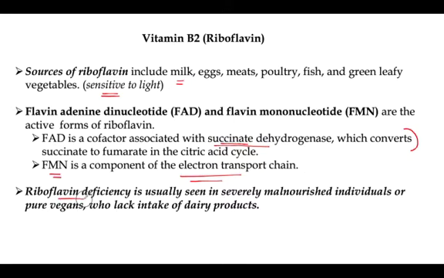Riboflavin deficiency is usually seen in severely malnourished individuals and also in pure vegans because they are not taking any kind of dairy products. And as I mentioned before, milk is one of the richest sources of riboflavin. So if there is lack of intake of meat or dairy products, the person suffers from vitamin B2 deficiency.